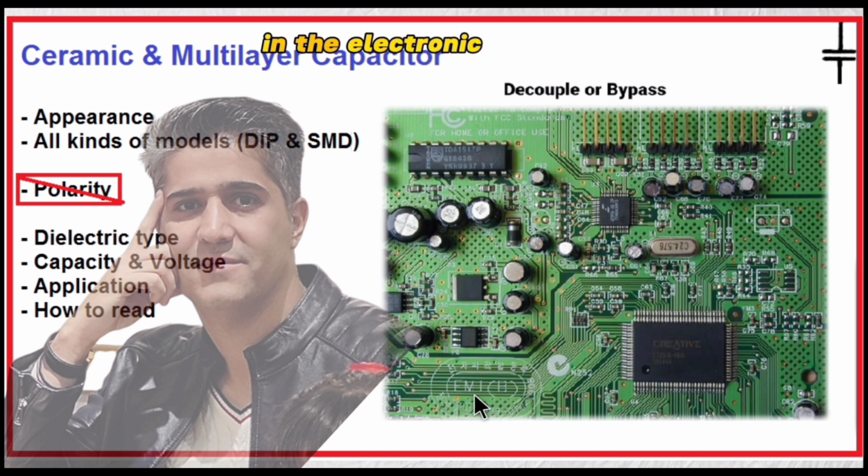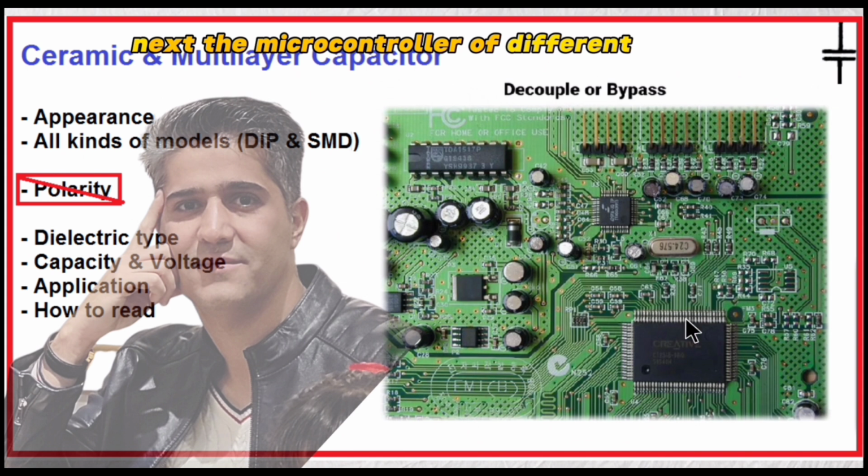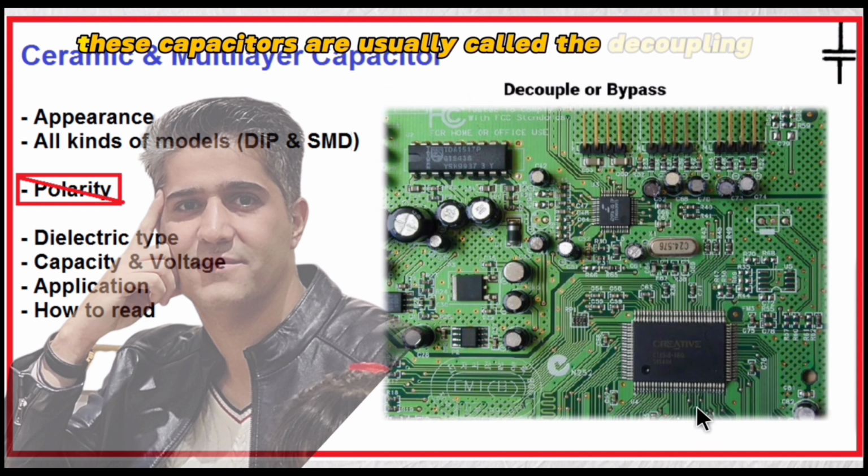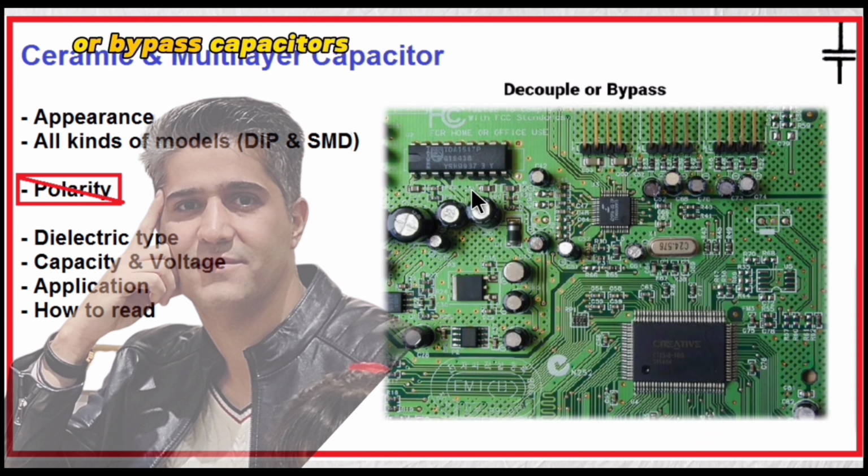In the electronic circuit, one of the applications of multi-layer capacitors are called decoupling capacitors or bypass capacitors. In this electronic board, you can see multi-layer capacitors in different parts next to the microcontroller of different sizes. These capacitors are usually called decoupling or bypass capacitors that are placed next to these ICs. What behavior do they create now?